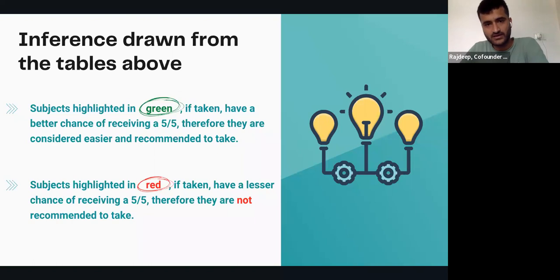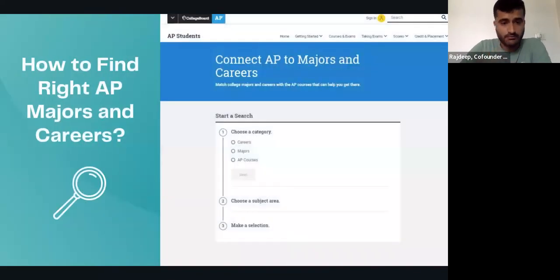You should consider the other parameters as well. So this is the first one, which I said, based on the scoring distribution. Now let's talk about the second one, which is based on your AP major and career.